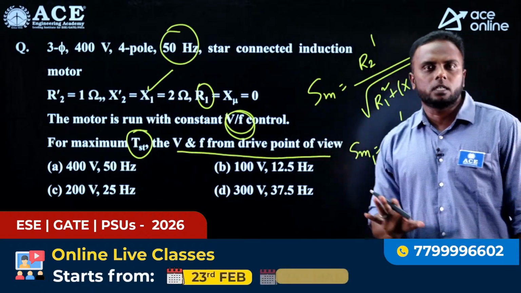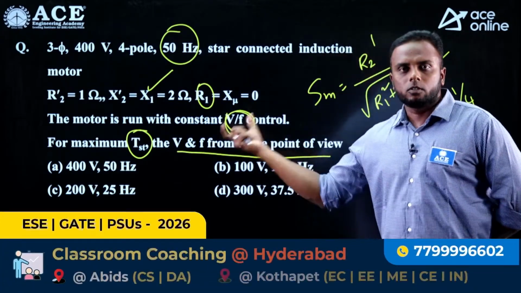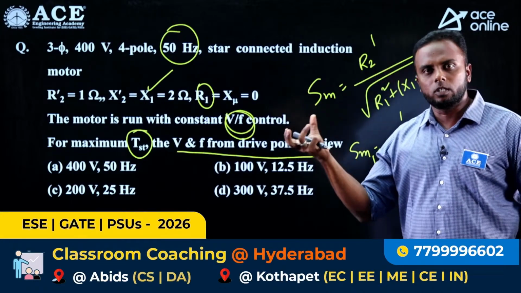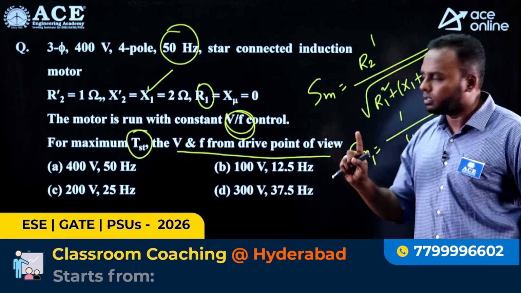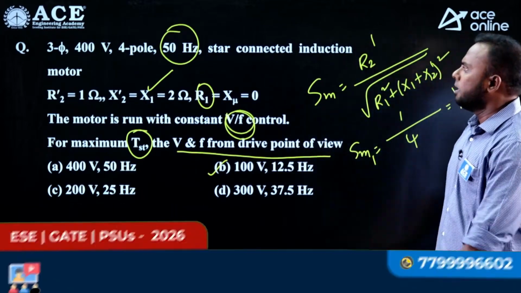If you want to find the voltage also, there is not much calculation required. It is the V by F constant case. So V1 by F1 equal to V2 by F2. The V by F ratio must be constant, apply that, and you will get 100 volt at 12.5 Hertz. Okay. Next.